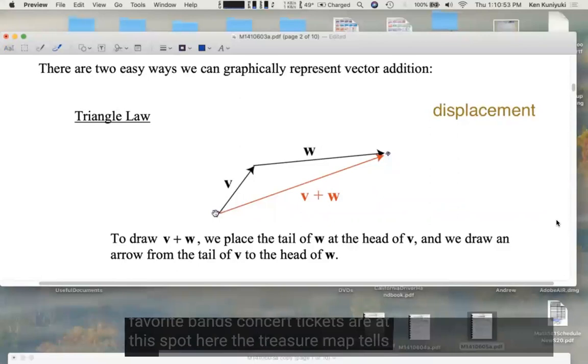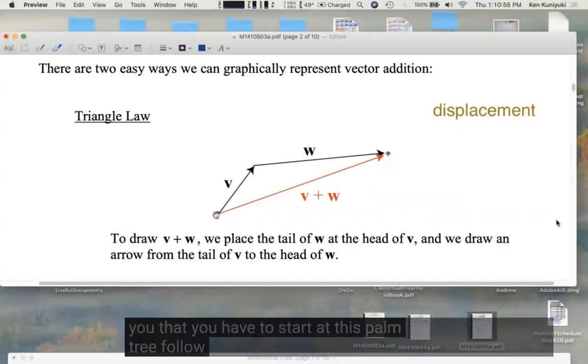The treasure map tells you that you have to start at this palm tree, follow the displacement vector V over to this point, and then follow the displacement vector W to get to this point, and then you dig and get your favorite band's tickets.